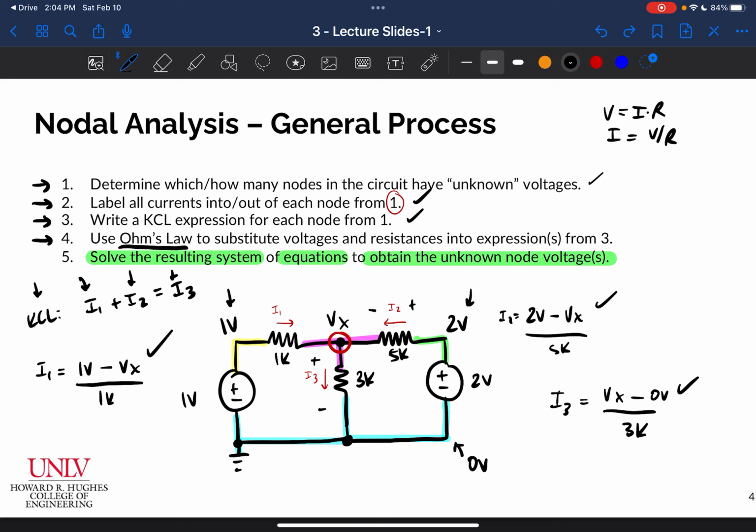Okay, so that's a brief overview of the general process, and now I'm actually going to go ahead and make a circuit, and I'll solve it using nodal analysis. I basically did that in this one, but might as well just go through the whole process again and solve the circuit this time. In the next video, that's exactly what I'm going to do.